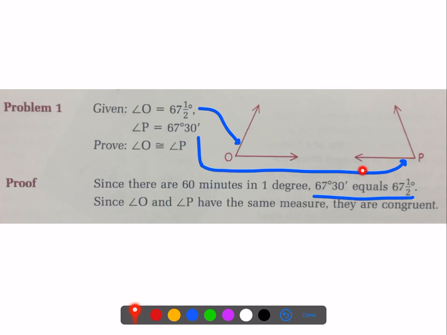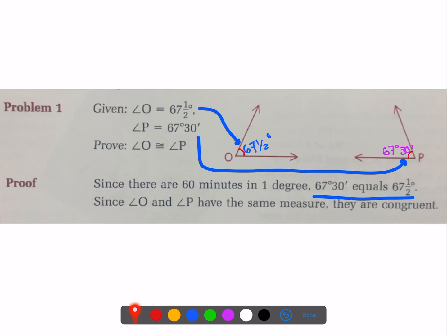So, our proof goes as this. Given angle O is 67.5 degrees, so I can mark that 67.5 degrees, and angle P is 67 degrees and 30 minutes, we want to prove that angle O is congruent to angle P. So we want to prove that both these angles are the same.